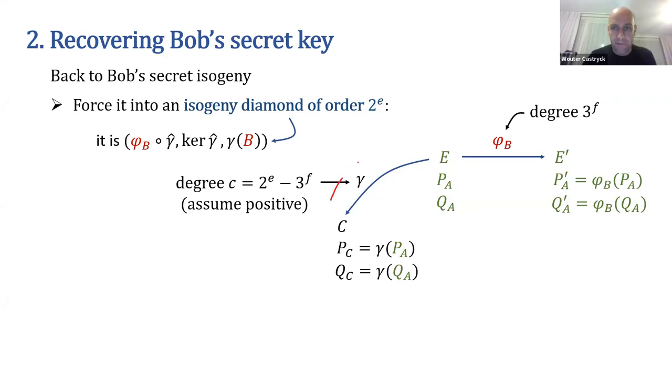What will our isogeny psi be from the previous slide? It will be this composition. And by this composition, I mean phi b composed with the dual of gamma. Okay, this is our psi.